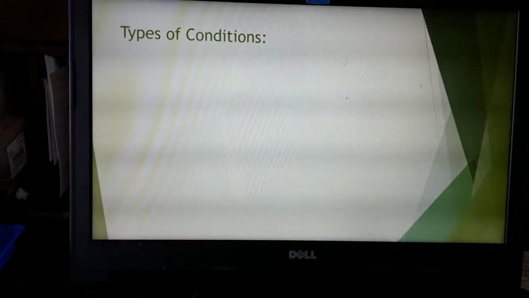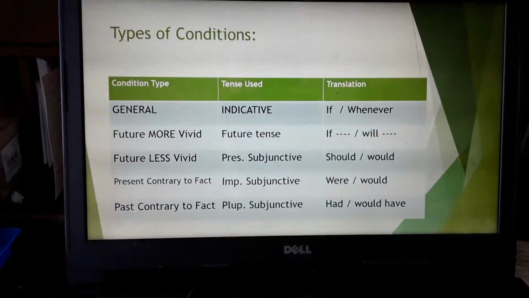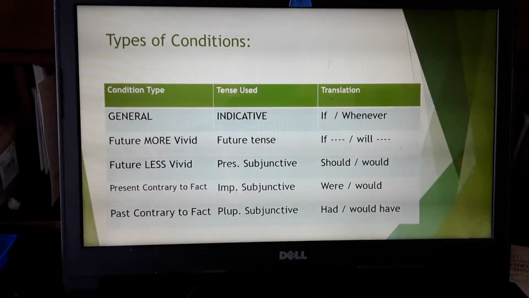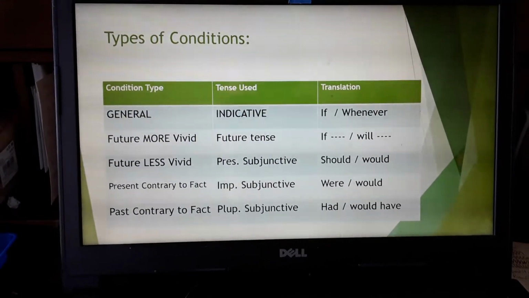Now, there are 5 types of conditions. So there are general statements, and those must happen. Those happen all of the time. And because of that, they're going to be translated as whenever instead of if.